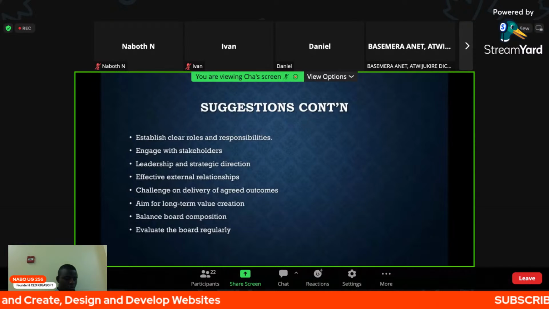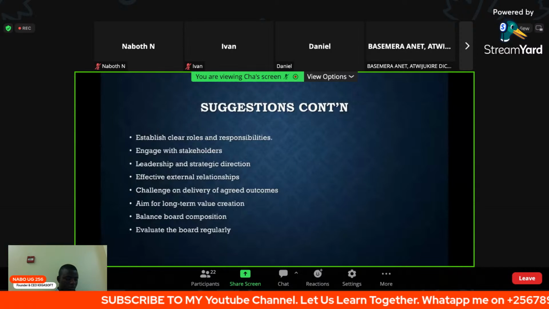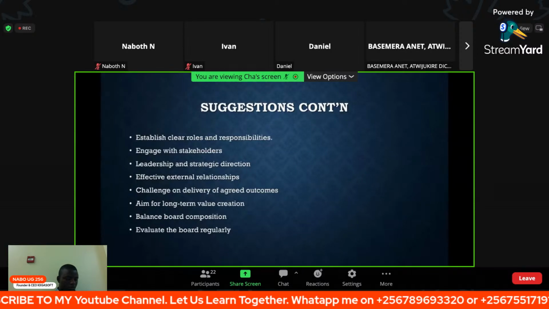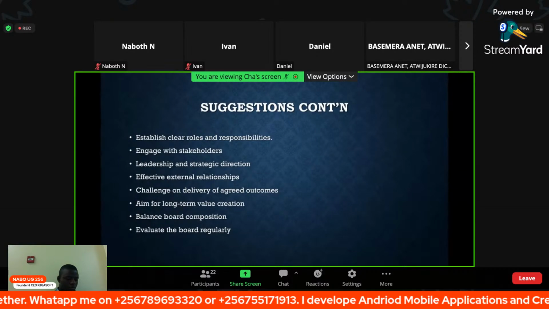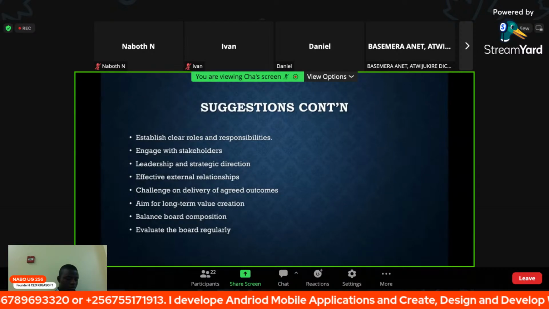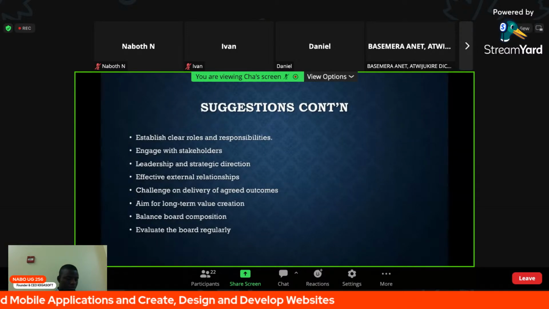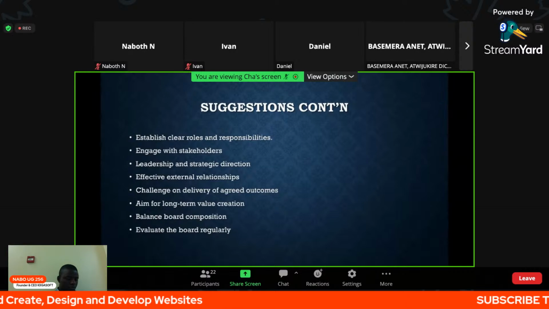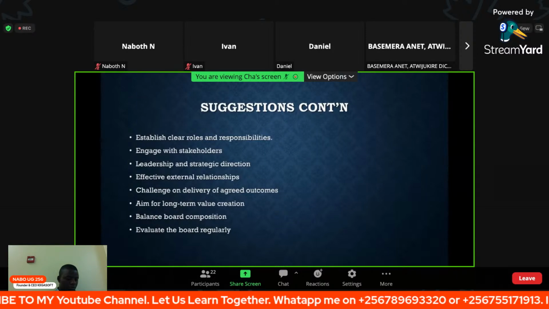Engage with stakeholders. Here it means we have to involve stakeholders in decisions that the company is making, so that we don't have independent decisions, so that we know their suggestions as well for the betterment of the company. And then leadership and strategic direction. Here we should have clear leadership, as in who should be next in line after this director is gone, after this CEO is gone.